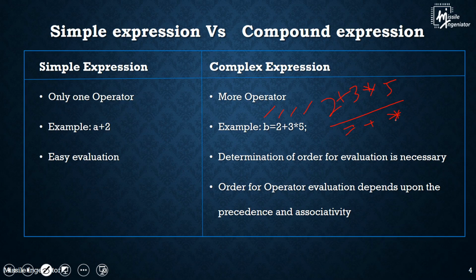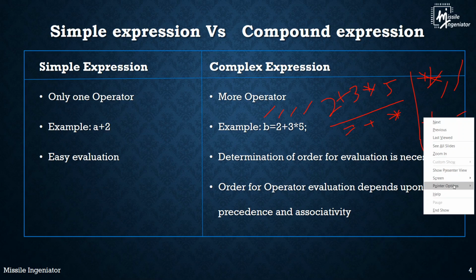Here, at first, I will give the higher order of precedence. Multiplication and division have an equal higher precedence, followed by plus or minus, and then equal to. Let me clear this for easier understanding.